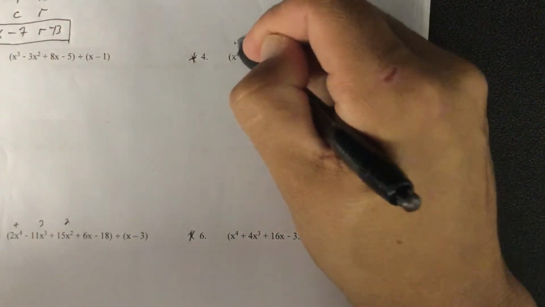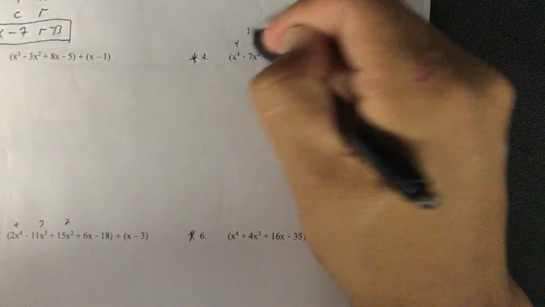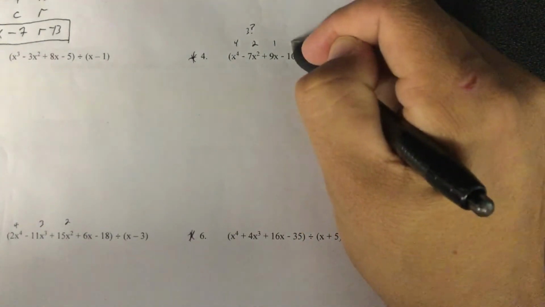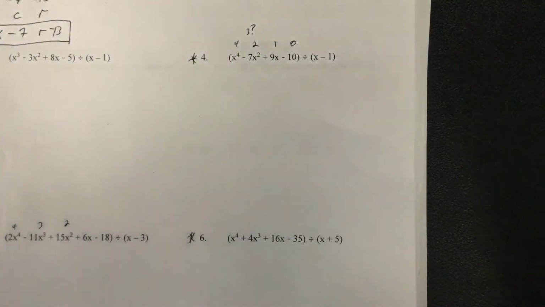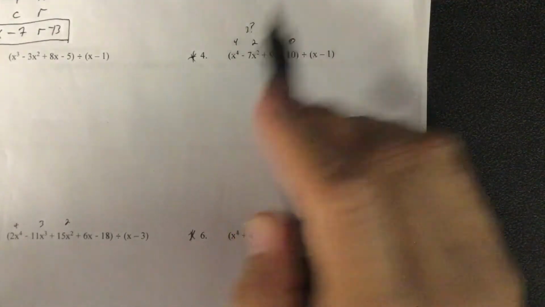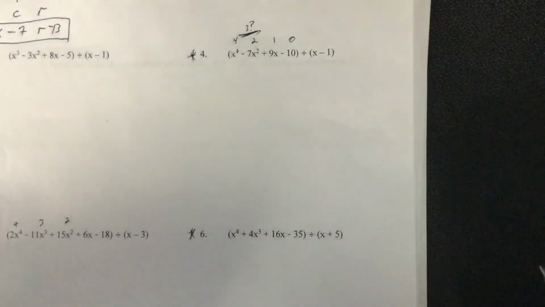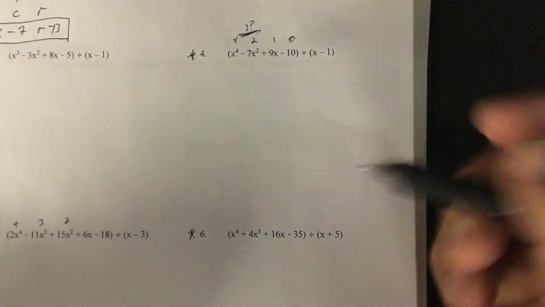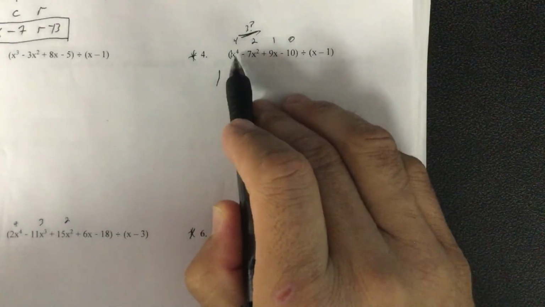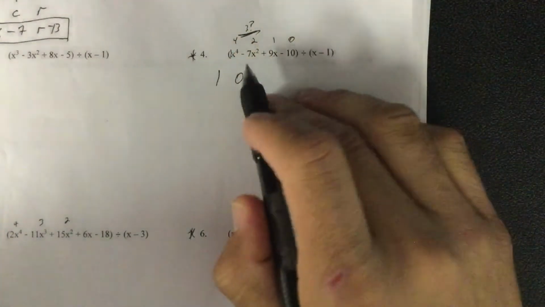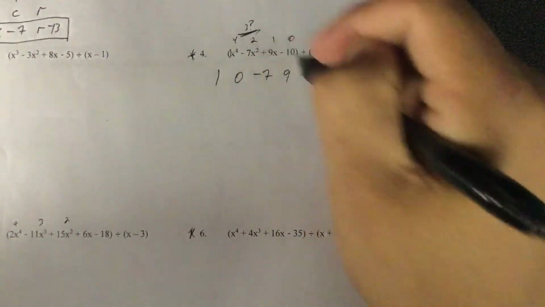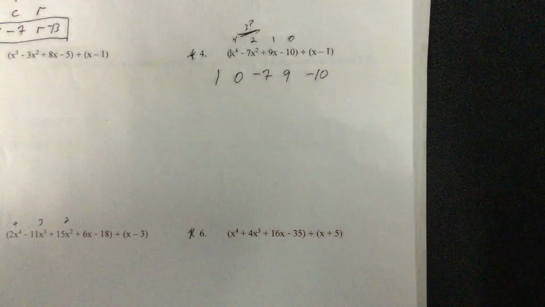This one starts out with x to the 4th. Notice they are missing x to the 3rd. They have x to the 4th, x squared, x, and then the constant, right? They're missing the x to the 3rd power term. That's the one right there that I have to put a 0 for. So when I write it out, it's a 1 for the x to the 4th, a 0 for the x to the 3rd, and then you just fill them in. Negative 7, positive 9, negative 10.